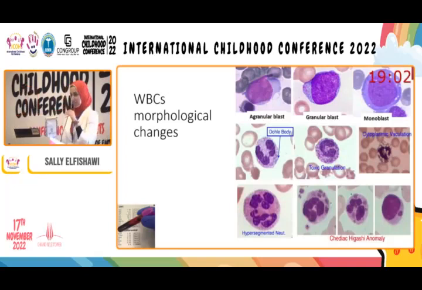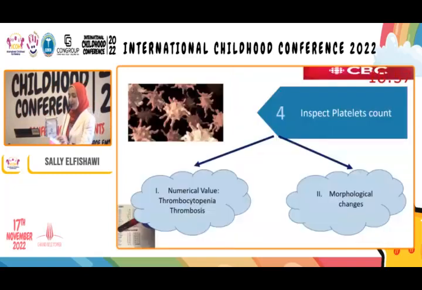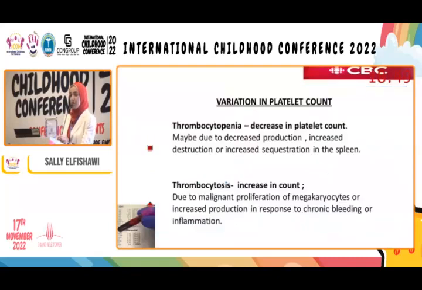Okay, so the last lineage we need to look at is the platelet count. Again, we will look at the numerical value, and we will look at the morphological changes. So when we have thrombocytopenia, we need to think of three things that may happen. It may be due to decreased production, or increased destruction, or increased sequestration in the spleen.